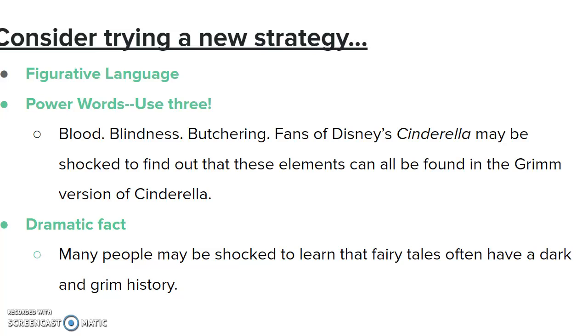So here's one that I came up with. Blood, blindness, butchering. Fans of Disney's Cinderella might be shocked to find out that these elements can all be found in the Grimm version of Cinderella. So I tried to use some alliteration. I tried to take 3 words that I thought were pretty thought-provoking that would hook people in. Or maybe you could find a dramatic fact. So if you look down here, many people may be shocked to learn that fairy tales often have a dark and grim history. A lot of people don't know that. So maybe you might want to try a new strategy, or maybe you might want to go with one of our old strategies. But the first thing that you definitely want to make sure that you do is hook your reader.